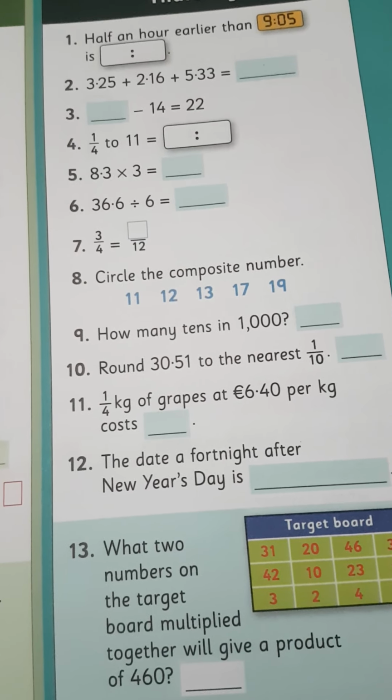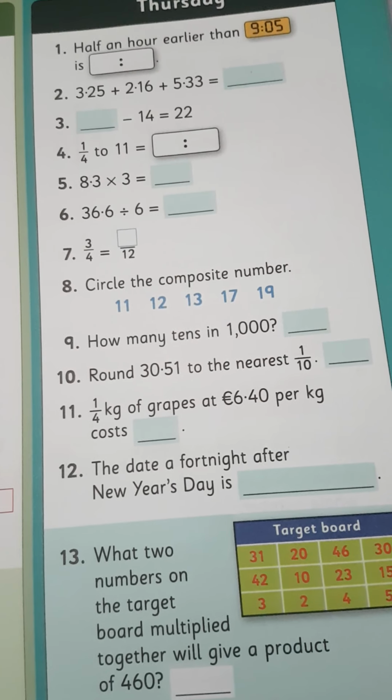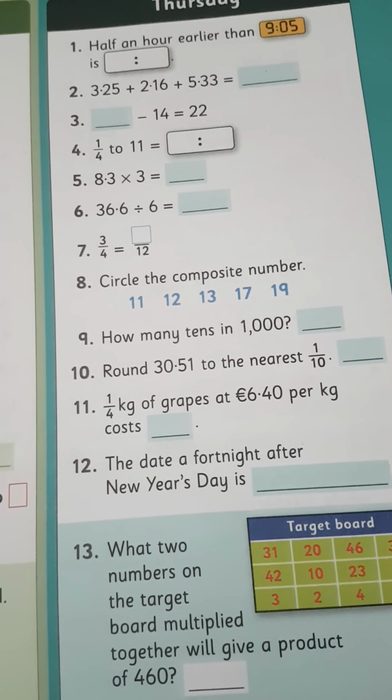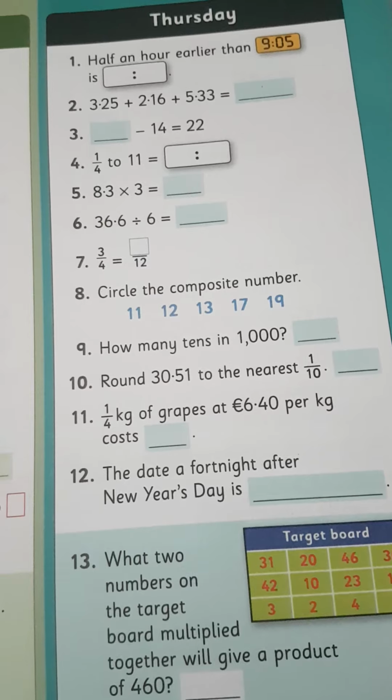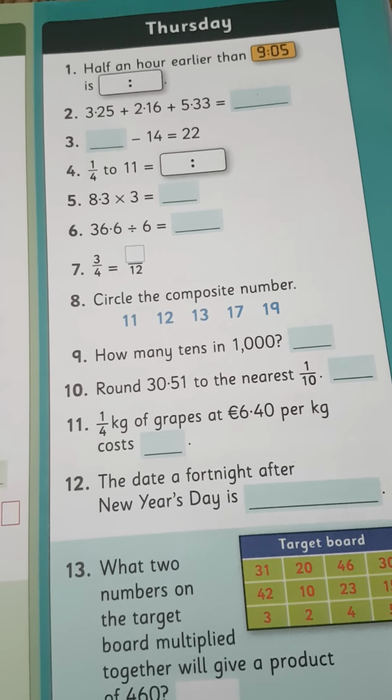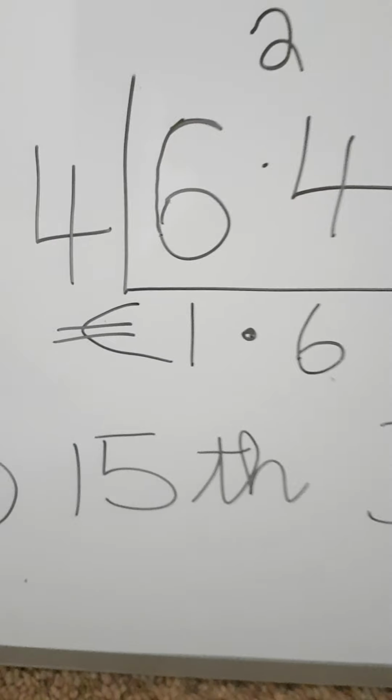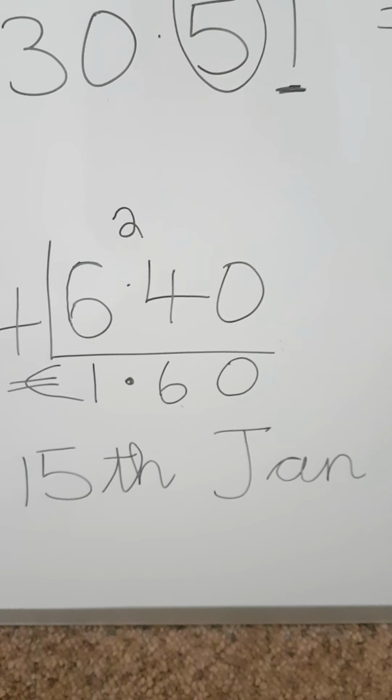The date a fortnight after New Year's Day is what? Now be careful with this one, because initially I thought, oh yeah, that'll be the 14th of January. But if we're already on the 1st of January, which is New Year's Day, then 14 days later would actually be the 15th of January.